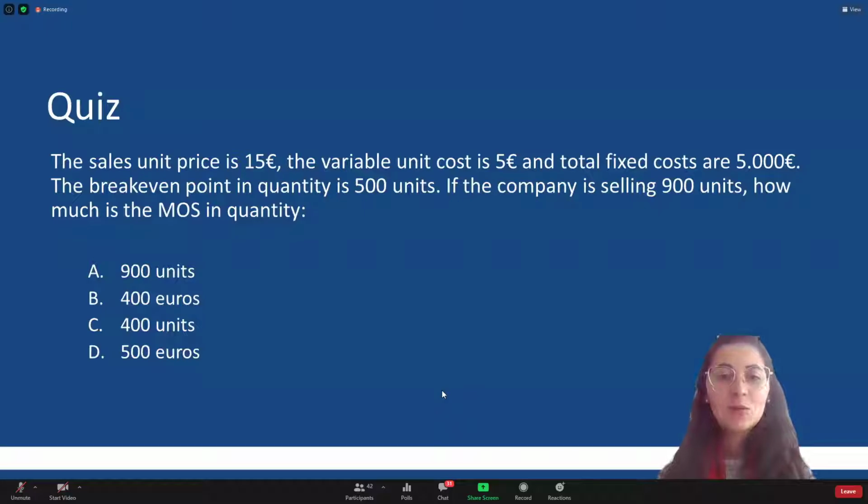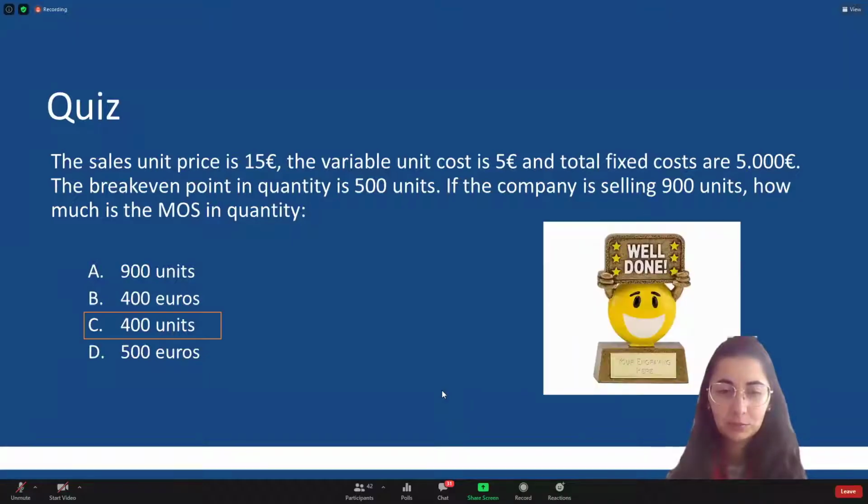I can. Well, most of you, 92%, answered option C. Let's see if that is the right option. And that is the right option. So we had that the break-even point was 500 units.